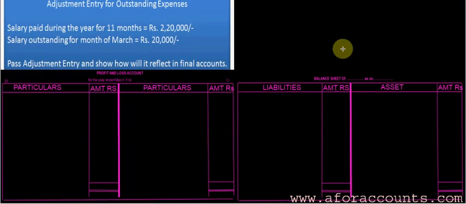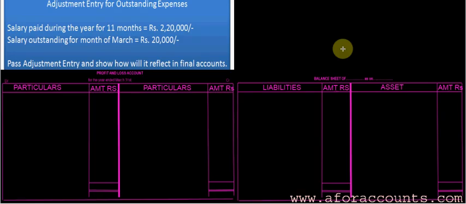Let's start with understanding the adjustment entries. What are adjustment entries? In the question, we are given a trial balance, and below the trial balance some adjustments need to be done. So we have to do those adjustments, and parallelly we have to prepare the trading P&L and balance sheet. So with these adjustments given effect in our final accounts, we will prepare the solution.